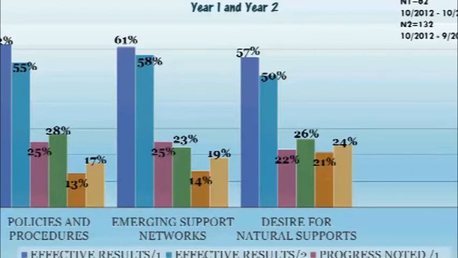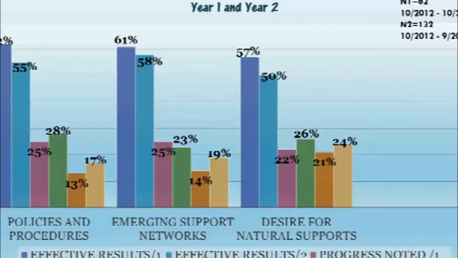Looking at recognizing the desire for natural supports, year 1 had 57% with effective results. Year 2, 50% had effective results. Year 1, 22% had progress noted. Year 2, 26% had progress noted. And year 1, 21% had action required. And year 2, 24% had action required.